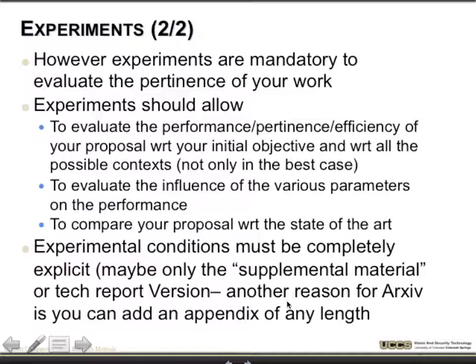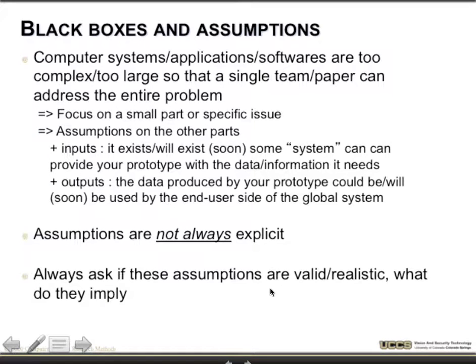So maybe what you do is you have a website where you say, even though they were random, you now list them in some index order so people can find them. You want to be careful to make sure people can reproduce your work. As you're reading through that, related to the experiments is this issue of black boxes and assumptions. Very often computer systems applications are too complex, too large for anybody to be able to address the entire problem, so we may focus on a small issue or a specific part.